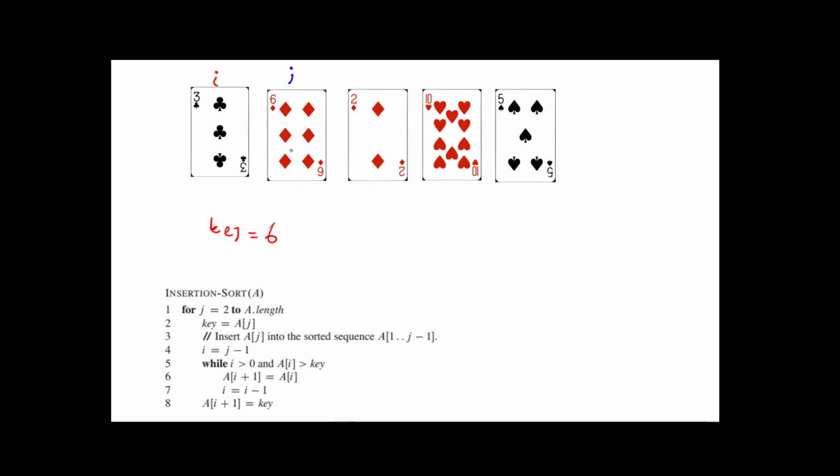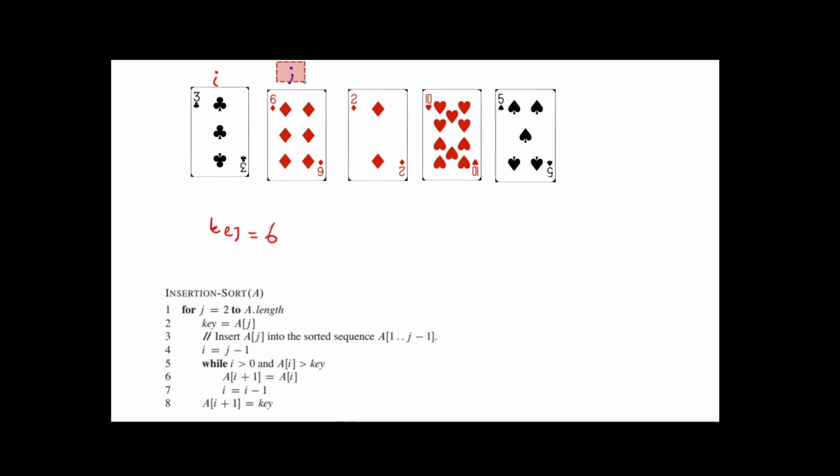So we want to enter this. A[i] is not more than the key. 3 is not more than 6. So we won't enter the while loop. And i plus 1, which is 2, A[2] is the key. So we went down in the for loop. We should increment j one more. j was 2, now it should be 3.